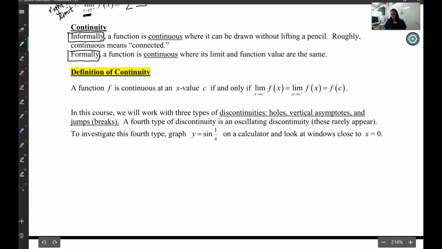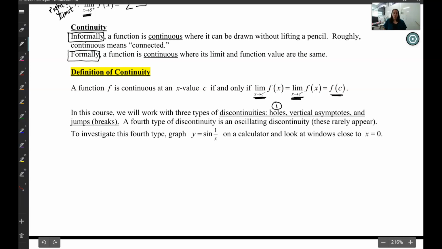So here's that formal definition written out. If the limit from the left equals the limit from the right, which equals the function value, so if you can take all three of those and they're the same, then your function is continuous at that point. Now we have three types of discontinuities.